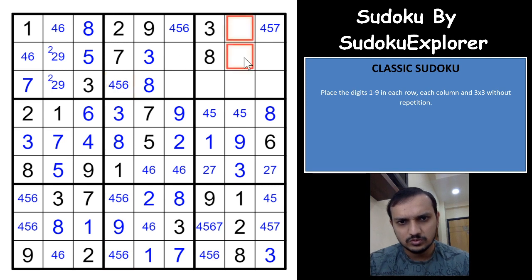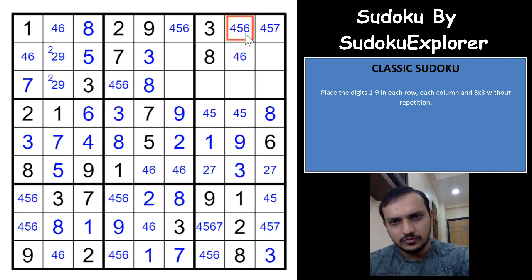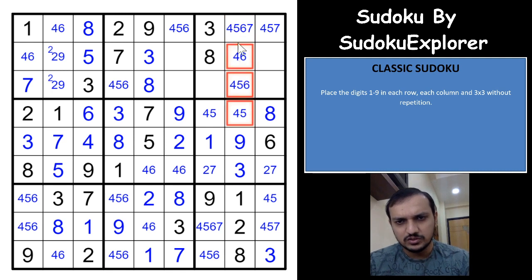So 4, 5, 6 and 7. 5, 7. This is 4, 6. 4, 5, 6, 7. 4, 5 and 6. So you have 4, 5, 6 triplet here. So this cell would have to be a 7. That eliminates 7 from this cell.